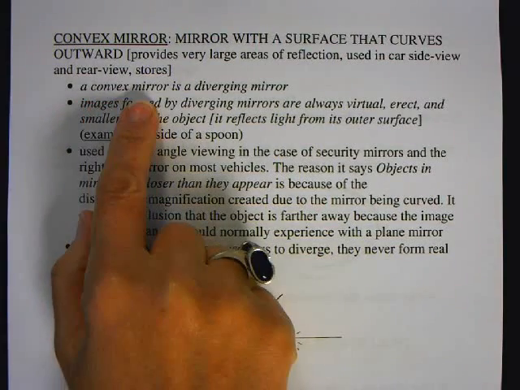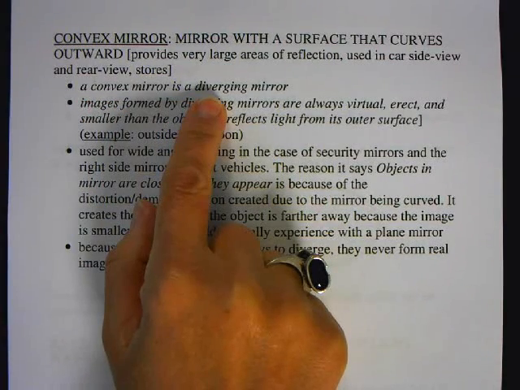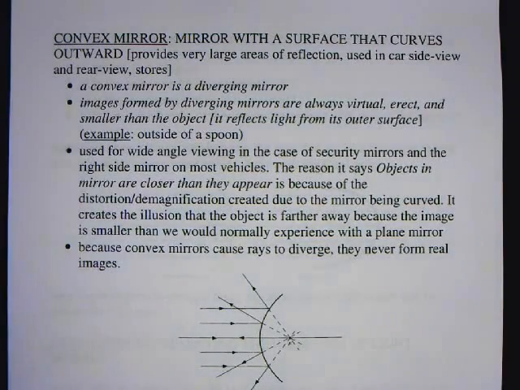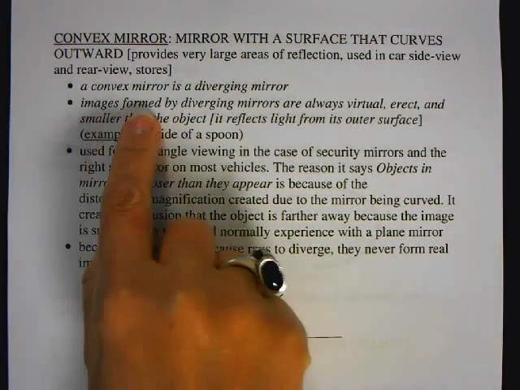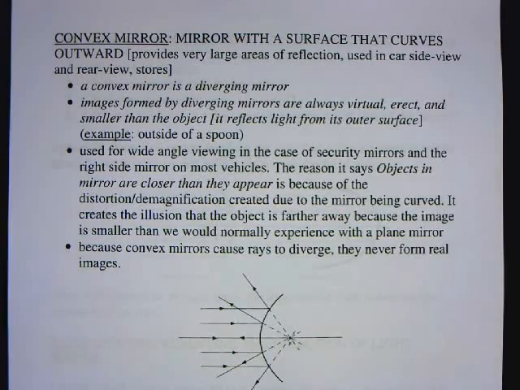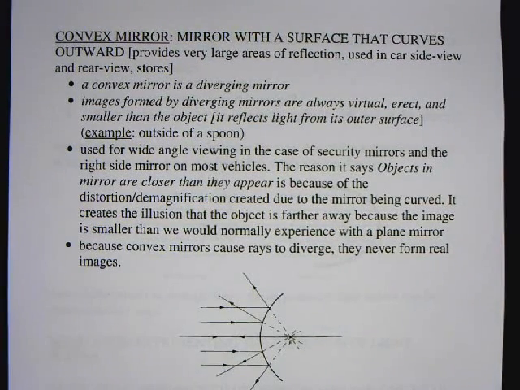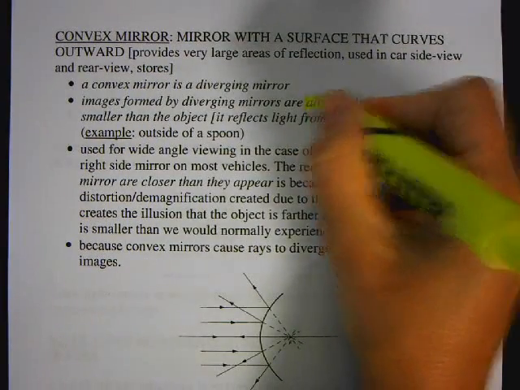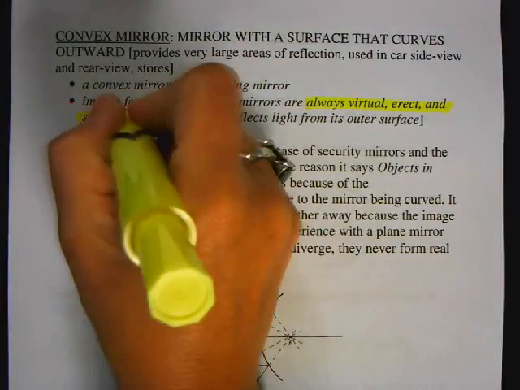So first of all, this type of mirror is diverging. Diverging means that when we look at the ray diagram, we see the rays of light spread out, because the word diverge means to spread out, and we learned yesterday that converge means to come together. So images formed by diverging mirrors are always, and this is important because you can check it when you're doing problems or ray diagrams, virtual, erect, and smaller.